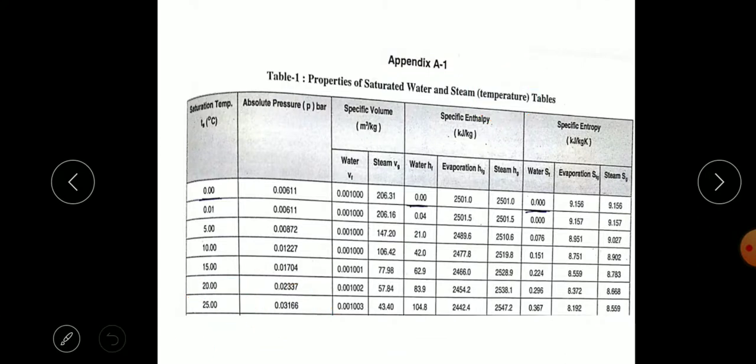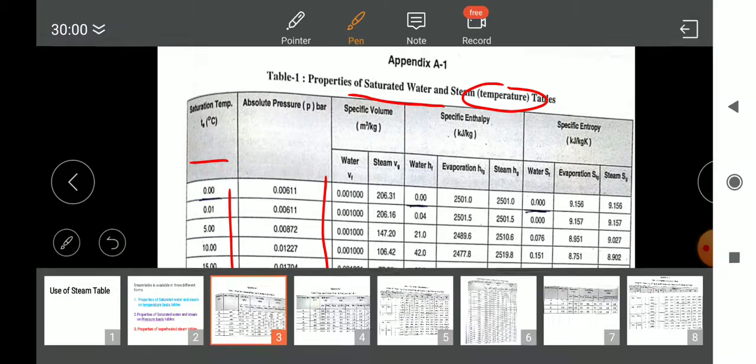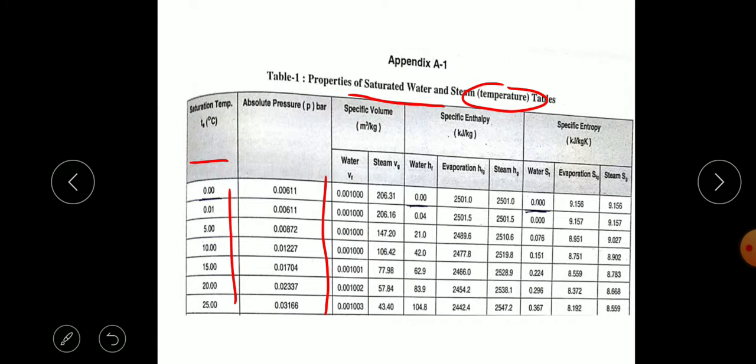The first table is given on the temperature basis for saturated water and steam, so we can find the different properties. The saturation temperature is given in this column, and the saturation pressure is given in the next column. Now, the properties we require are given. The first column is the specific volume, VF, in meter cube per kg. F stands for liquid water, and G stands for the steam. The next column, VG, gives the specific volume of the steam.